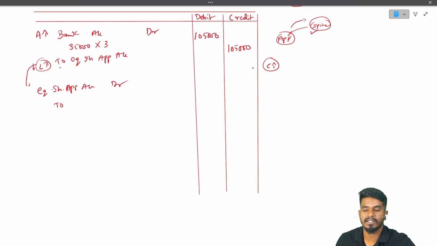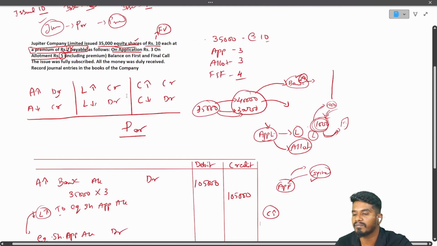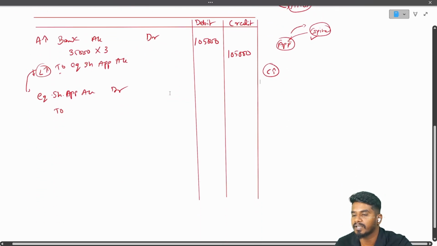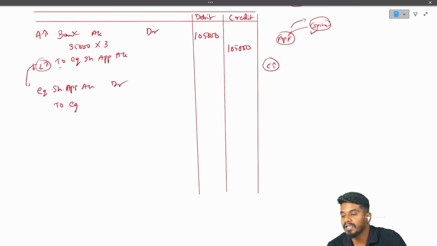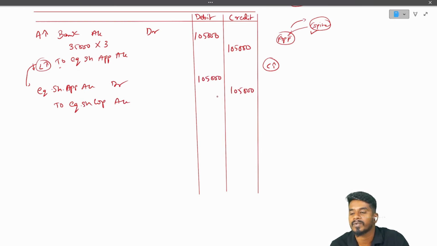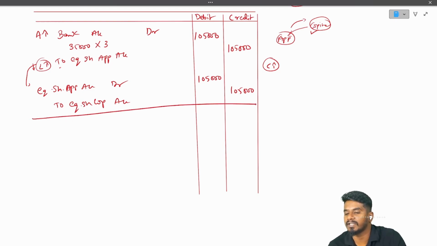Two, if capital is increasing, what is the entry for that? So it will get credited, correct? Equity share capital account, for how much? 1,05,000, whatever we have received for application. The first entry is done. Correct.